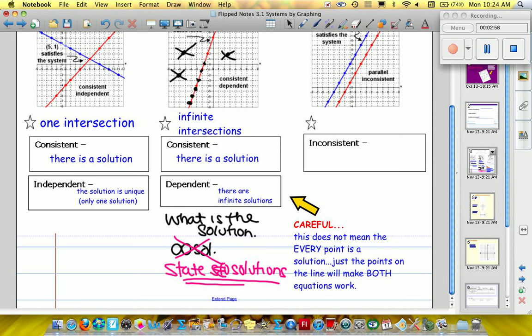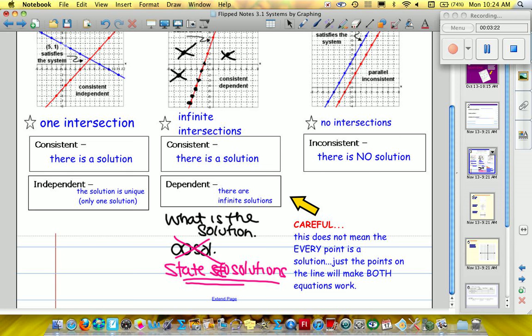But anyway, back to the third case. Now the third case is if I have two lines that are parallel, that there's no intersection. If there's no intersection, there is not a solution, so that's what we would call inconsistent. Okay, so an inconsistent system means there's no solution. So we can classify using two different words, consistent or inconsistent, and then dependent or independent.